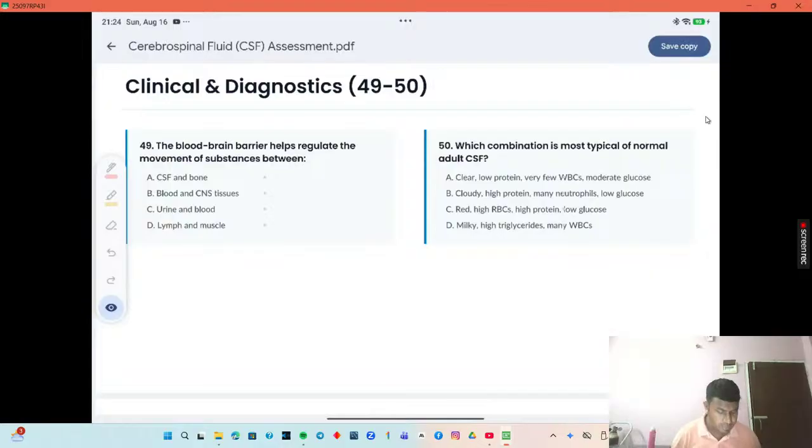So the blood-brain barrier. The right answer of this question will be blood and CNS tissue.